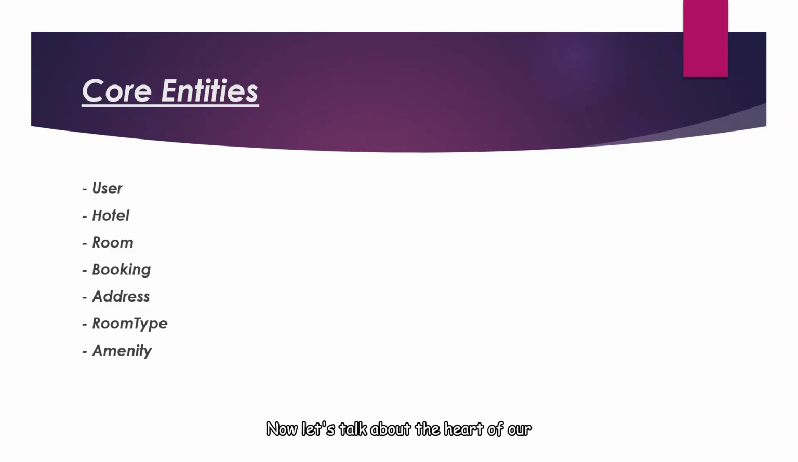Now let's talk about the heart of our system, the core entities. User. This represents anyone who wants to search, book, or manage bookings. Hotel. This is a real-world hotel that users can book rooms in. Each hotel has attributes like its name, location, rating, and available amenities. Room. These are individual units within a hotel. Different rooms may have different types like deluxe, suite, or standard and different prices.